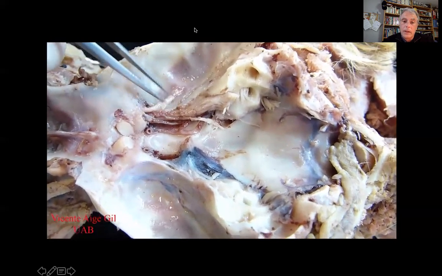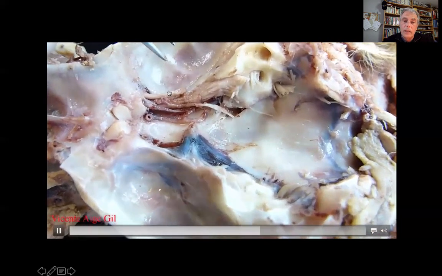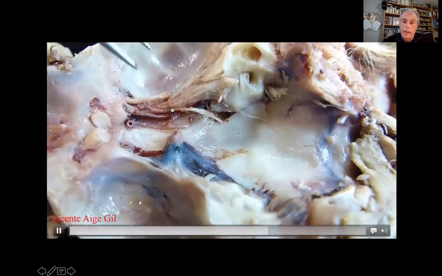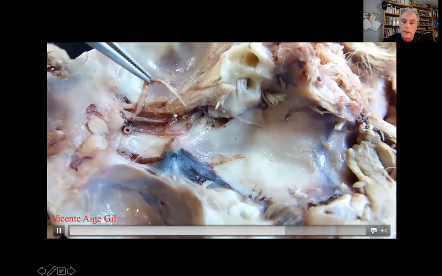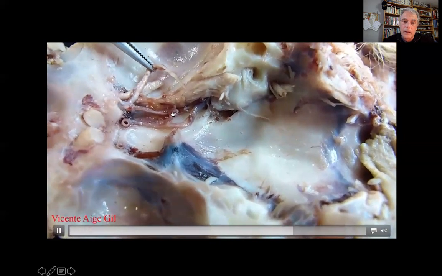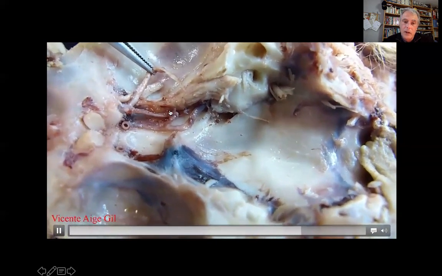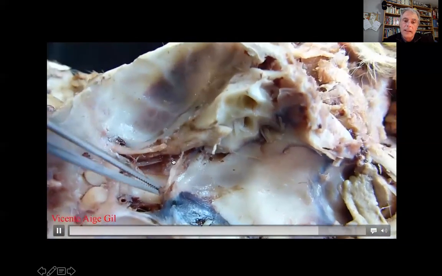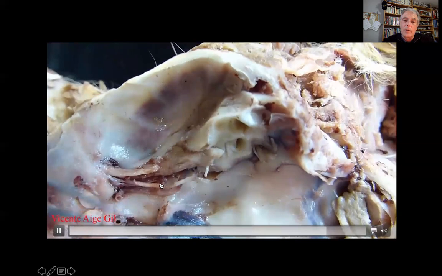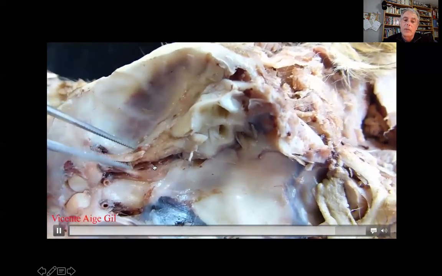Okay. So these are structures that are located at the parasellar region. The abducens nerve, and you see the flexion of the anastomotic artery. Here it also receives the middle meningeal artery, this anastomotic branch.